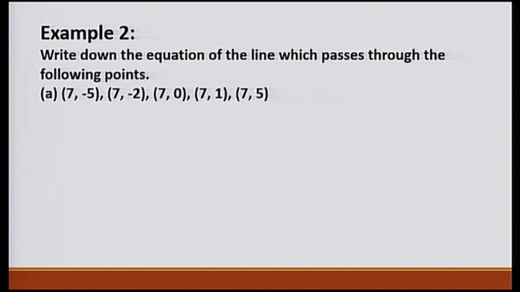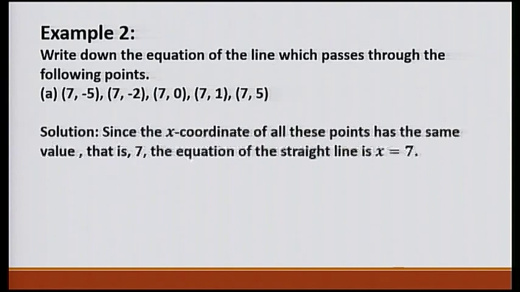Now example 2. Write down the equation of a line which passes through the points (7, -5), (7, -2), (7, 0), (7, 1), (7, 5). Since the x-coordinate of all these points has the same value, that is 7, the equation of the straight line is x is equal to 7.